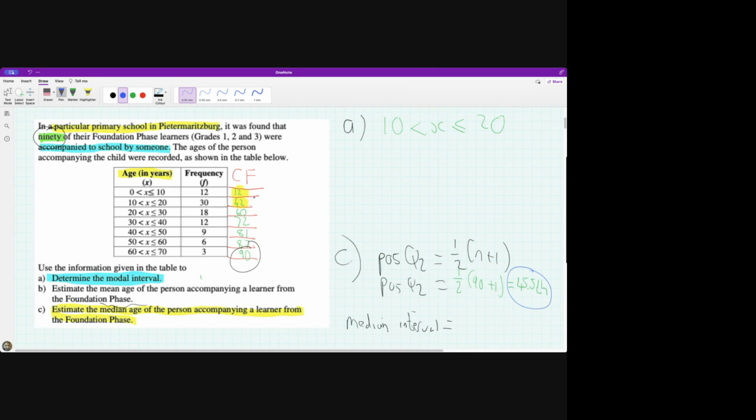So what interval is going to contain the 45th or the 46th item? So Bukle, what you're looking for is the position 45.5 or 46. You've got 12 up to here, you've got 42 up to here. Up to here, you've counted 60 people. So you've counted far enough. When you get up to 60 people, you've gone far enough. So the interval has to be between 20 and 30.